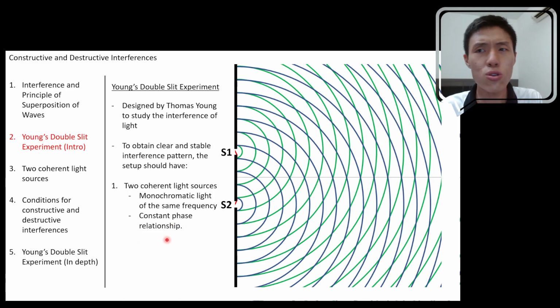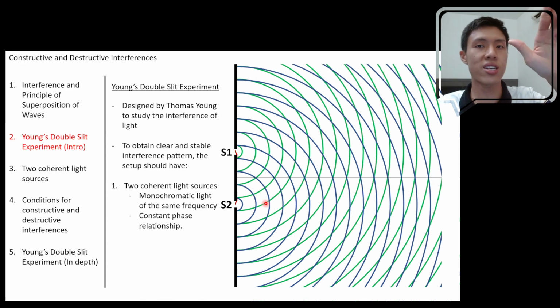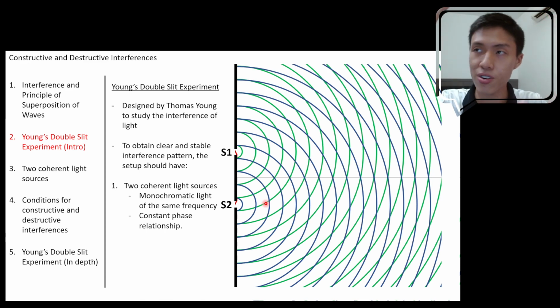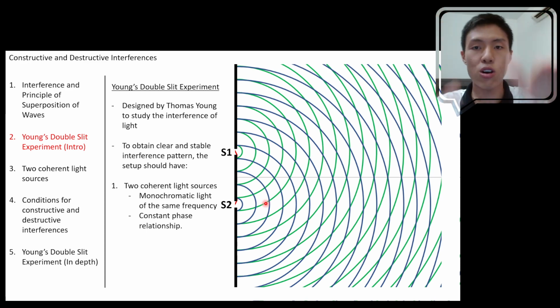Also, it can be light coming out from source 1 to be crest, and light coming out from source 2 to be trough. That one also can be called a constant phase relationship, as long as when one becomes trough, the other becomes crest, and when one becomes crest, the other becomes trough. If they are constantly opposite phase of each other, or we can call it anti-phase, that is also valid to be called a constant phase relationship.